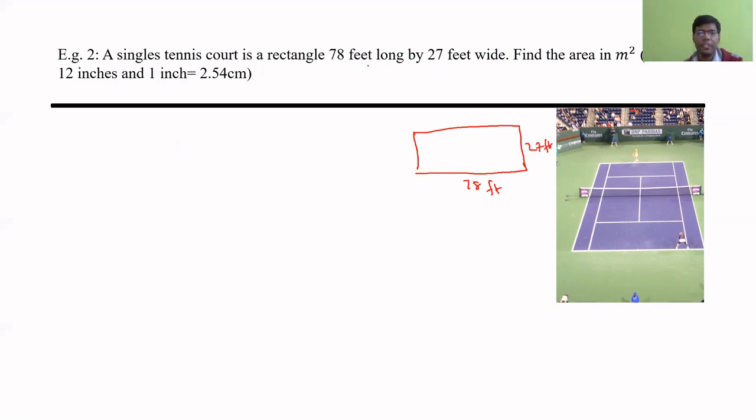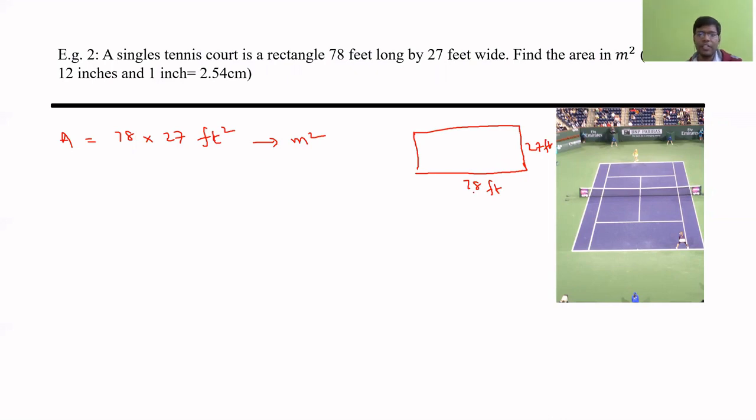This is the dimension, 78 feet long and 27 feet wide. Find the area in meter square. So my area will be 78 multiplied with 27 feet square. First of all, I'm calculating the area in feet square. Now this feet square, I have to convert to meter square.